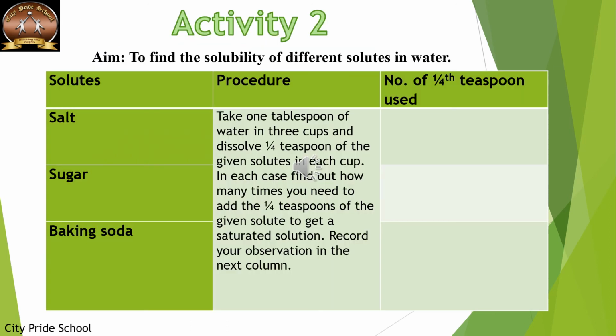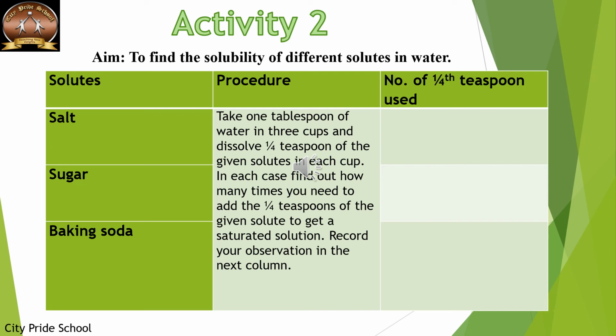Now here we have an activity to find the solubility of different solutes in water. So as we said, different solutes dissolve to a different extent in water. So we'll take three solutes which are very commonly found in your house: salt, sugar, and baking soda. Now since we have to prepare saturated solutions, we take 3 cups and add 1 tablespoon of water in each of these three.